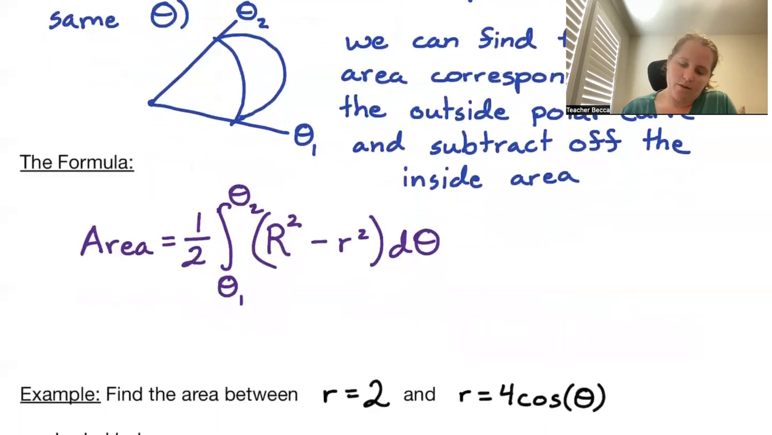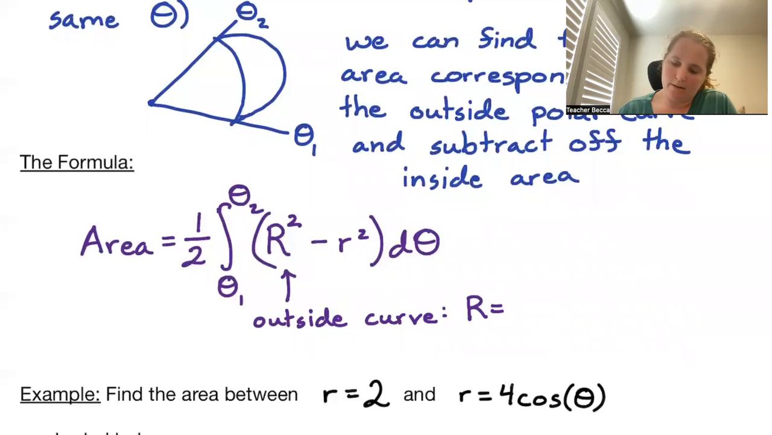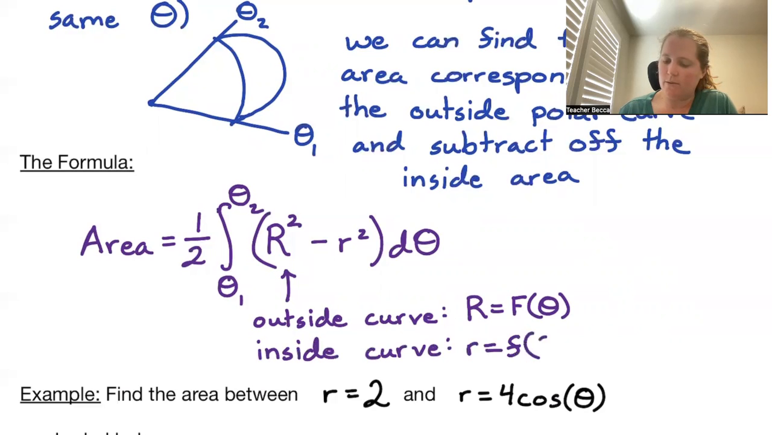So here our outside curve is capital R equals capital F of theta. And our inside curve would be lowercase r equals lowercase f of theta. So it's the same idea as we have for finding the area between curves, right? Where we just do outside function minus inside. It's just this time that area requires doing r squared and multiplying by 1/2.